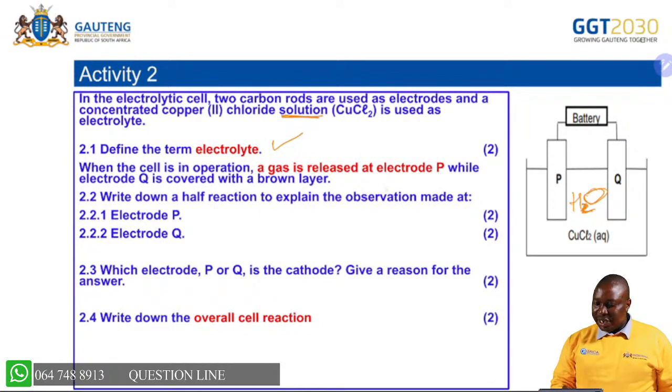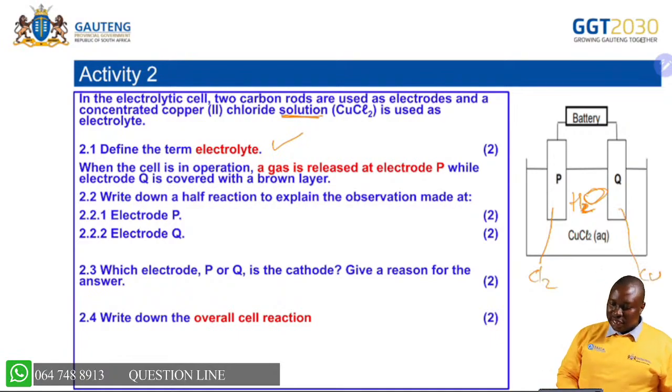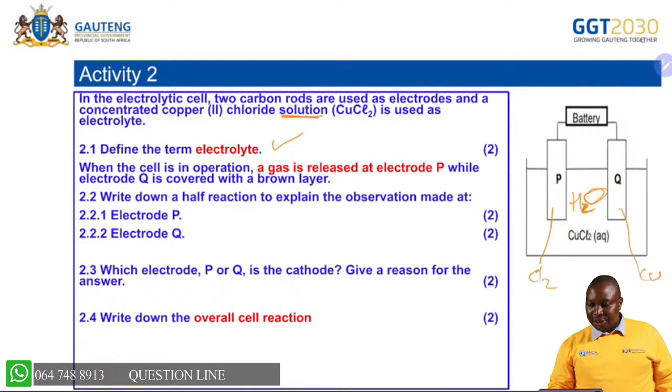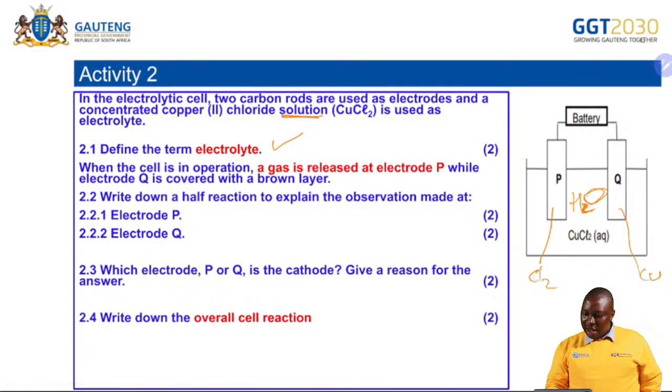When the cell is in operation, a gas is released at electrode P. You know the gas that is released is Cl2. You know that it means we have chlorine this side and then we have copper on this side. Write down your half reaction to explain the observation at electrode P. So you will write the half reactions.